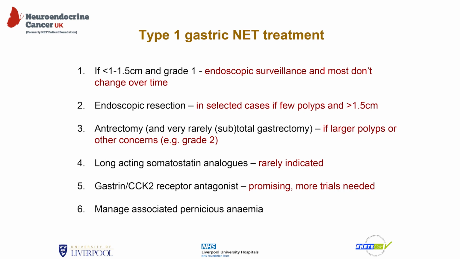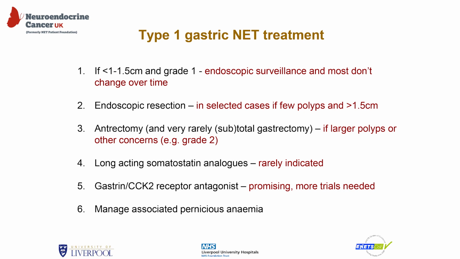Some of the larger polyps, or if they're slightly higher grade, we advise resection, and in most cases we can do that through the endoscope. In a few cases, particularly if it's not removable through the endoscope, the patient may need surgery to remove it. There are a few reports of using somatostatin analogues in this condition, but it's not normal practice. Later on in the talk, I'll describe some work that we've been conducting in Liverpool, a trial of a new tablet treatment for this called a gastrin receptor antagonist.